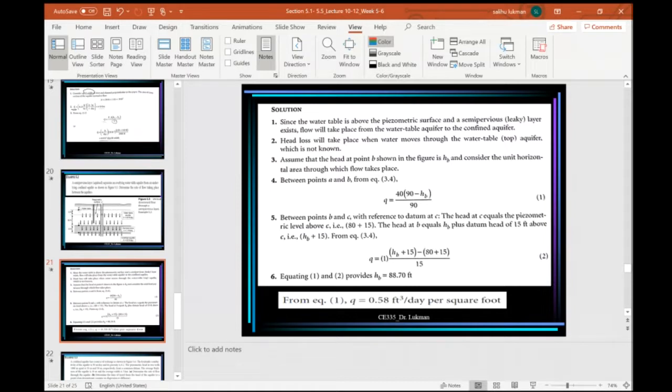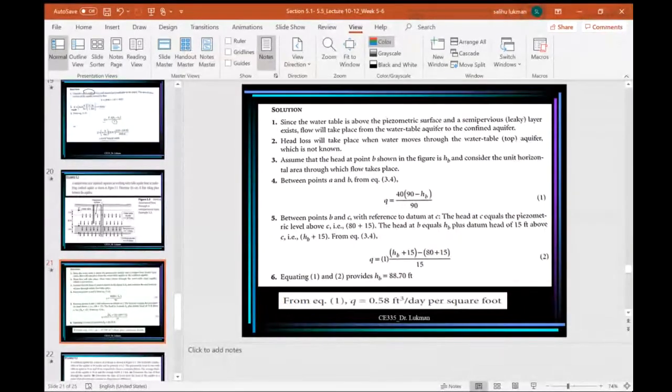the top aquifer, which is not known. That is the head loss. Assume that the head at point B shown in the figure is HB, and consider the unit horizontal area through which flow takes place. Point B specifically is the top of the semi-pervious layer. So if we assume the head at that point to be HB, here between points A and B, point A is the water table and point B is the bottom of the unconfined aquifer.